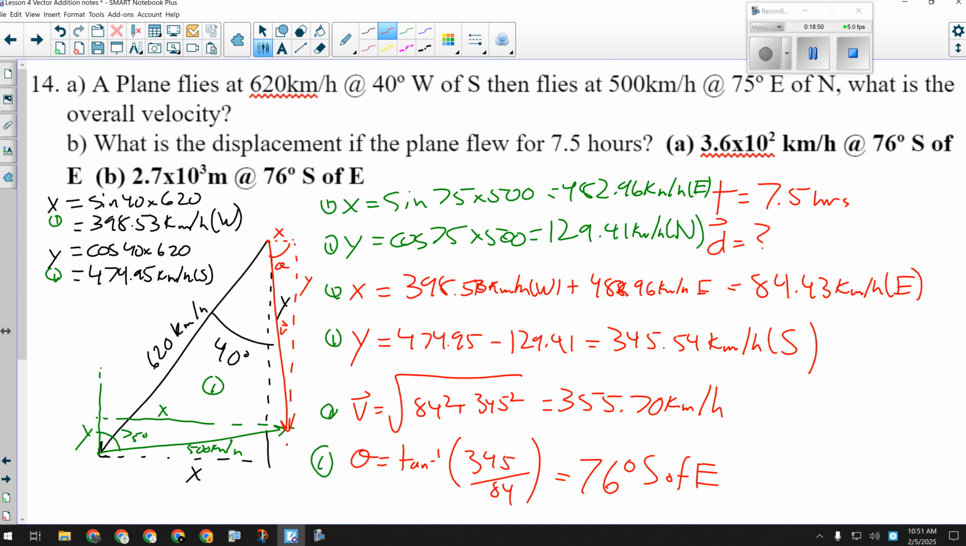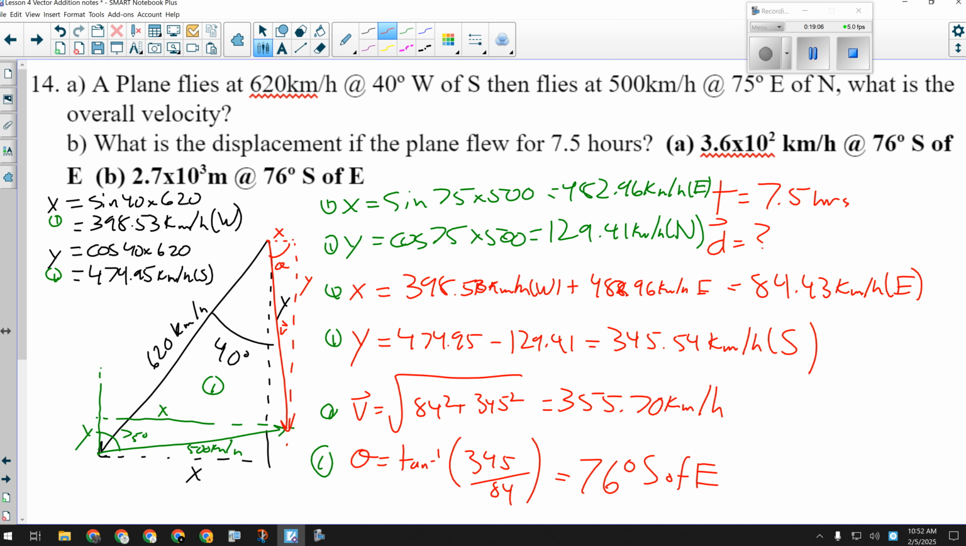All right, now, that's the first part. What's the average velocity of the plane? What's the overall velocity? So to two significant digits, since that's all we have, this would be 3.6 times 10 to the 2 kilometers per hour at 76 degrees south of east.